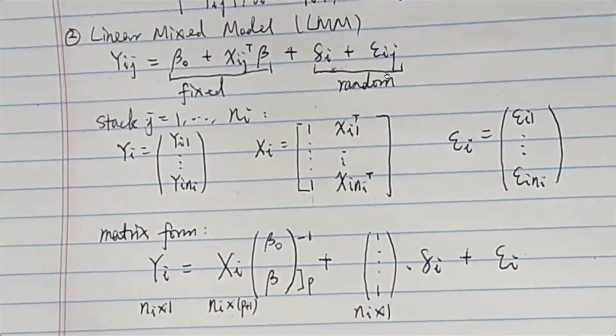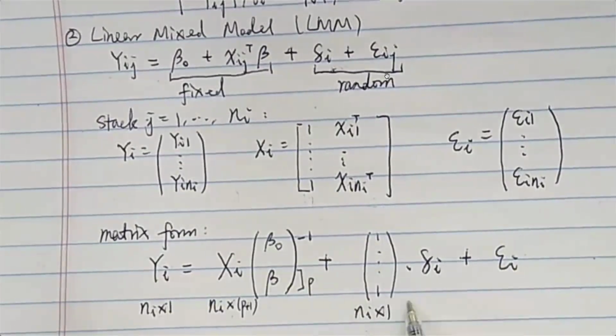Okay, so essentially, I still have the fixed effect in this x_i term, and I think I have the last two terms to represent the random effect.